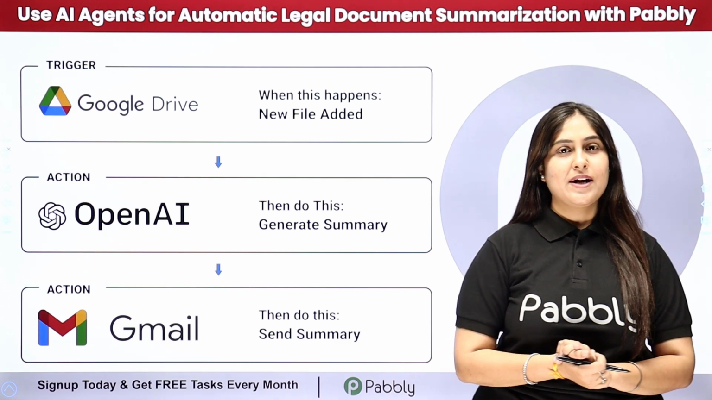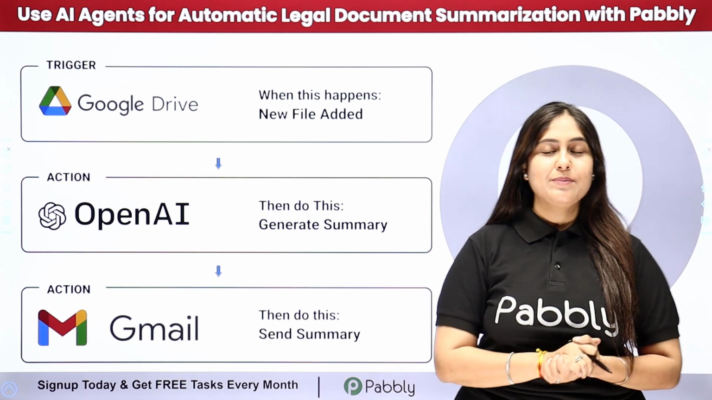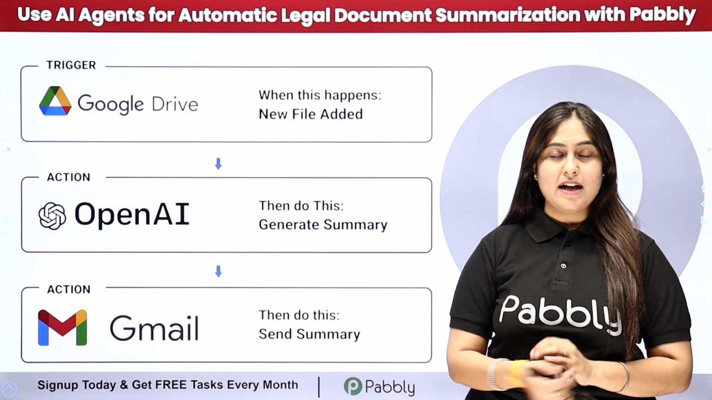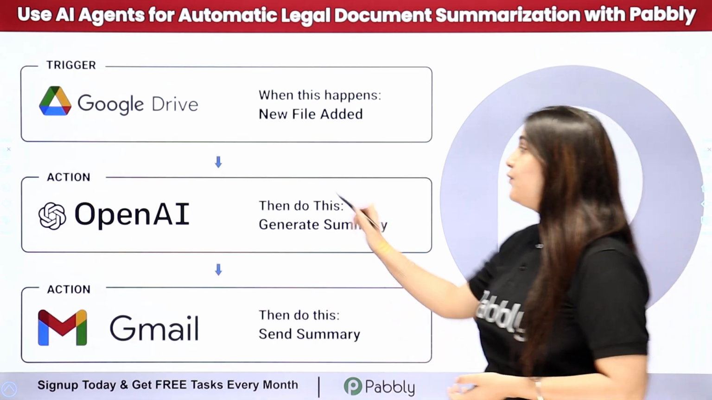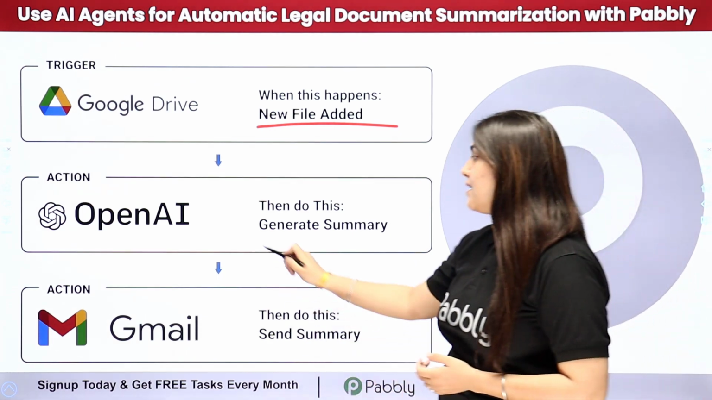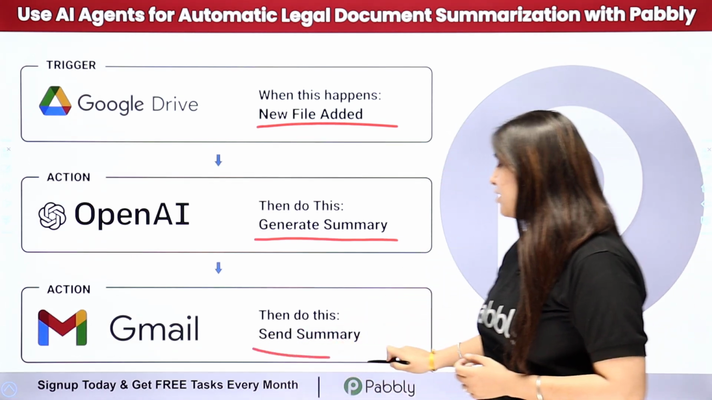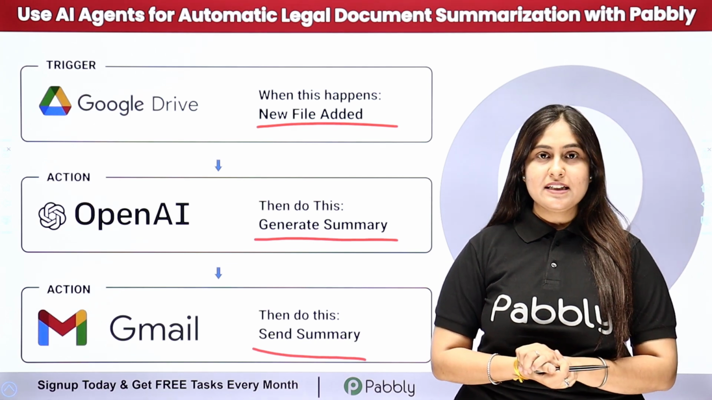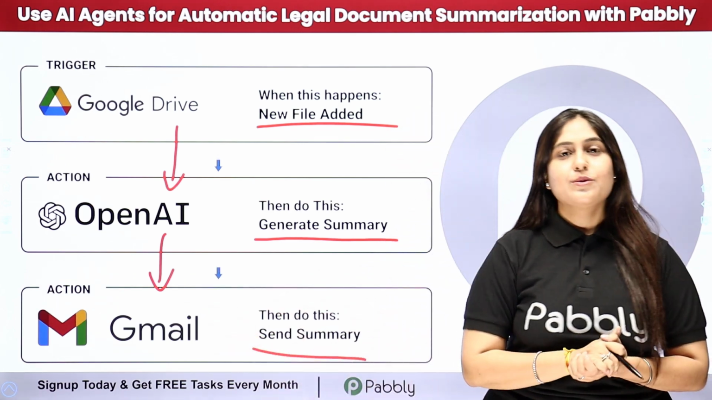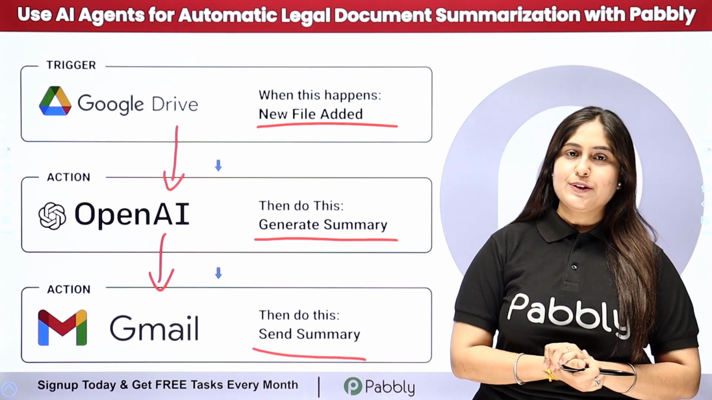In this video we are going to understand how to use AI agents for automatic legal document summarization with Pabbly. So as a firm owner, I receive a lot of legal documents in a PDF format, and here my objective is that whenever a new file is added in my Google Drive, then automatically OpenAI should read the file and generate the summary for that file, and after that automatically that summary should be shared with me on my Gmail account. So now here to automate the entire process, I need to connect my Google Drive with OpenAI and Gmail account using an automation software named Pabbly Connect. So to see the process step by step, let me take you to my screen.